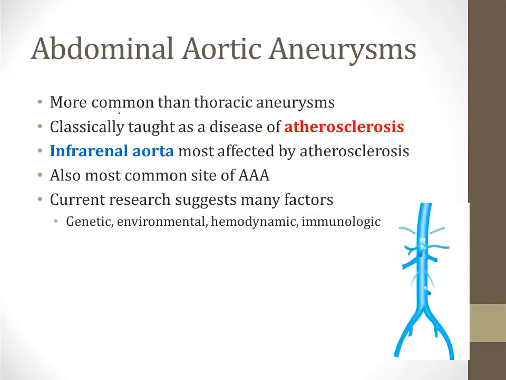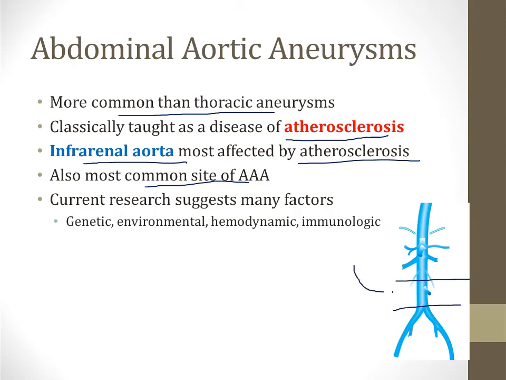Abdominal aortic aneurysms are much more common than thoracic aneurysms, and these aortic disorders are classically taught as a disease of atherosclerosis. The reason for this is because they almost always occur in conjunction with atherosclerosis, and in addition, the infrarenal aorta is the most commonly affected portion of the aorta by atherosclerosis, and that also happens to be the most common site of AAAs. If you look at this picture on the screen, the most common location of an abdominal aortic aneurysm is above the bifurcation of the aorta and just below the renal arteries. That is also the site that is most commonly affected by atherosclerosis.